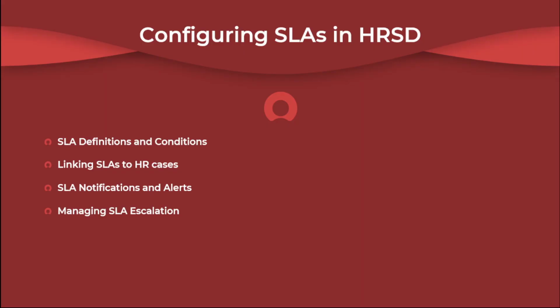Then SLA notifications and alerts. Automated reminders help HR teams take action before an SLA breach. Notifications escalate cases if response times exceed the defined limit. Then managing SLA escalation workflows ensures unresolved cases are reassigned to senior HR agents or managers. For example, if a high priority payroll dispute is not resolved within SLA limits, it automatically escalates to an HR supervisor.